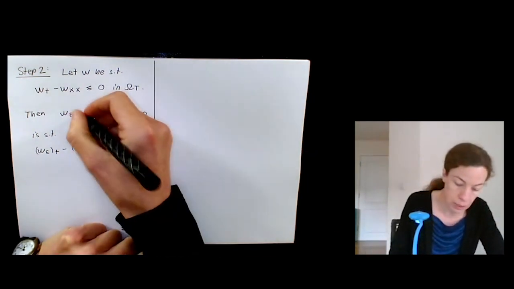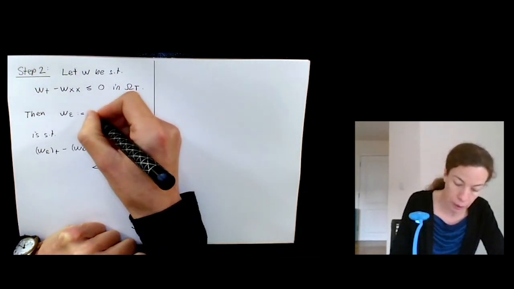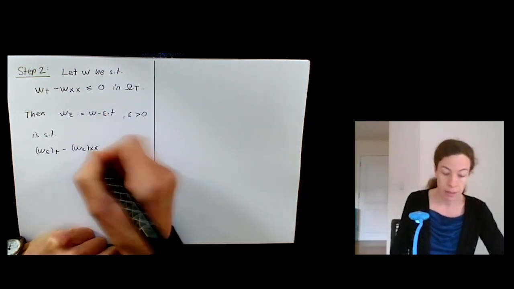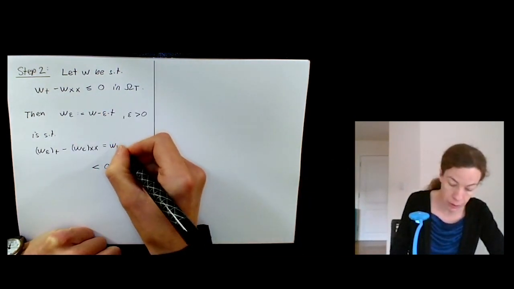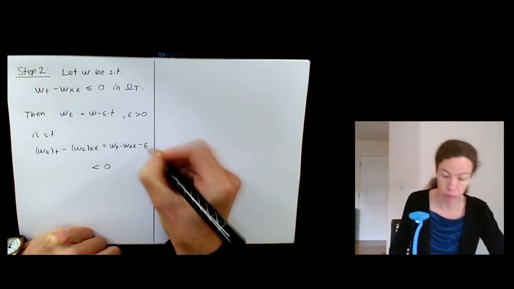So I'm going to choose this, and I'm going to define my auxiliary function W epsilon to be W minus epsilon times t. Then taking this expression is simply Wt minus Wxx, and then I get a minus epsilon from here.